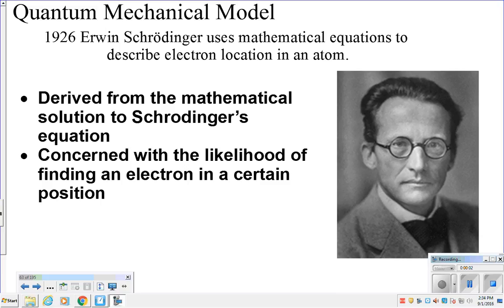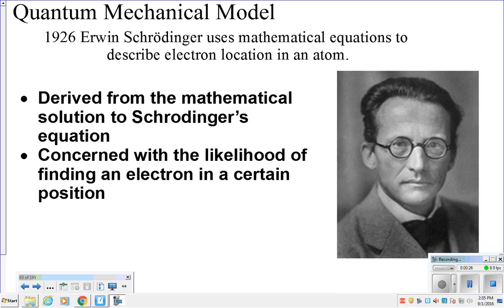Going to talk about the quantum mechanic model. These notes will really focus more on writing quantum electron configurations, but I will give a little bit of background on the actual quantum mechanic model that dictates how we write these. The quantum mechanic model was based on Erwin Schrödinger's mathematical equations in the 1920s. And what he was basically trying to do was concern himself with where we might find electrons.